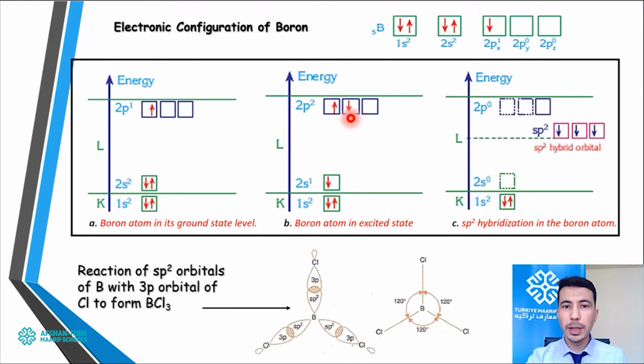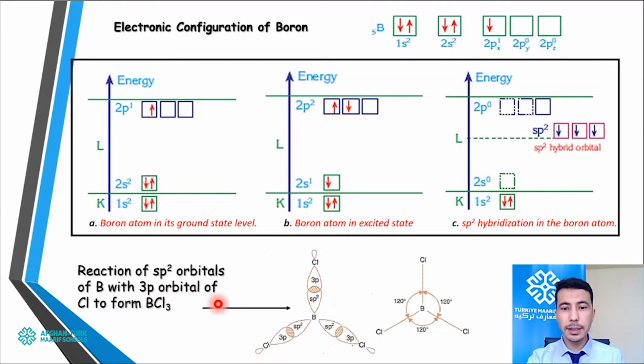So overall, now there are 3 orbitals, but their energy levels are not the same. The 3 of them combine with each other to form 3 sp2 hybrid orbitals. They are 3 in number. All of them have the same energy, and now they can form 3 bonds.